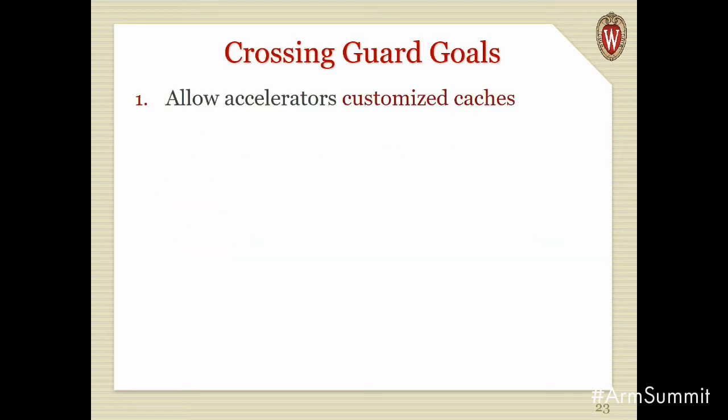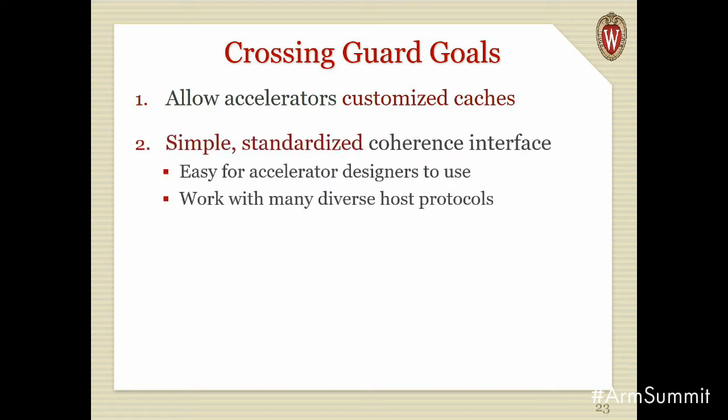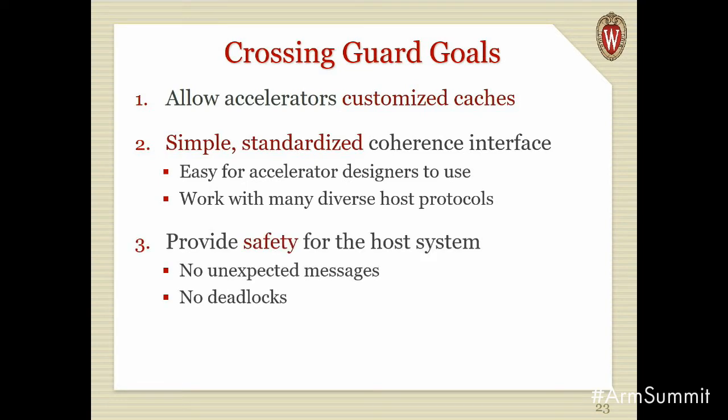Okay, so the goals for crossing guard are to allow accelerators to have customized caches, so you can have a high bandwidth cache for a GPU or whatever. We want to have a simple standardized coherence interface for accelerator designers. There are lots of accelerators out there. Do we really want them to have to do a complex coherence protocol, and in fact do one for every host target that they want to work with? Okay, we'd like to make that easier. And then, of course, we want to provide safety for the host system. No unexpected messages, no deadlocks, no denial of service.